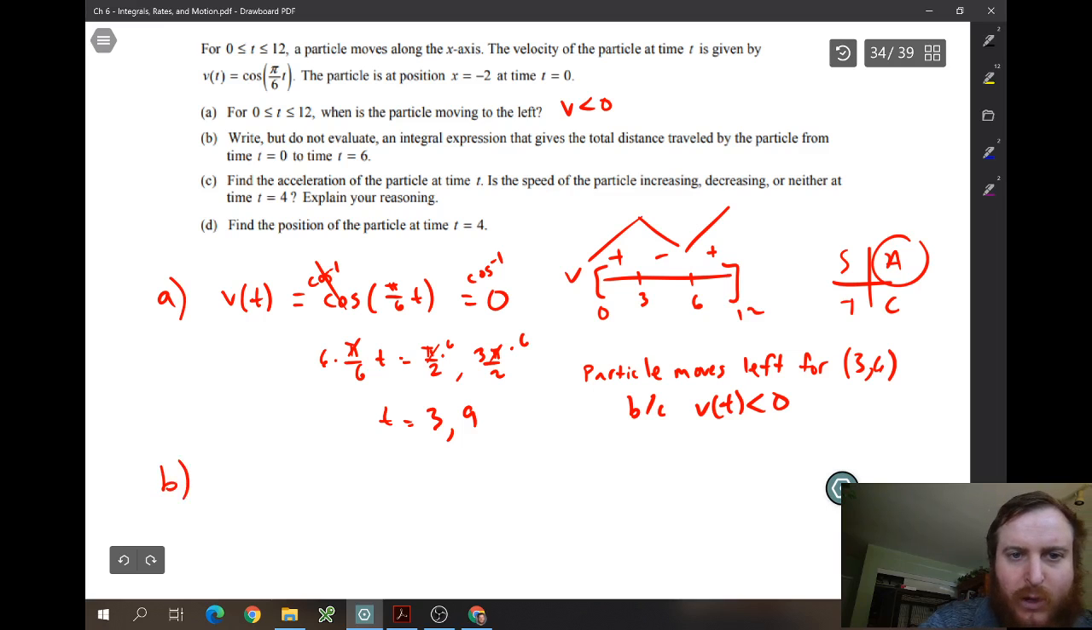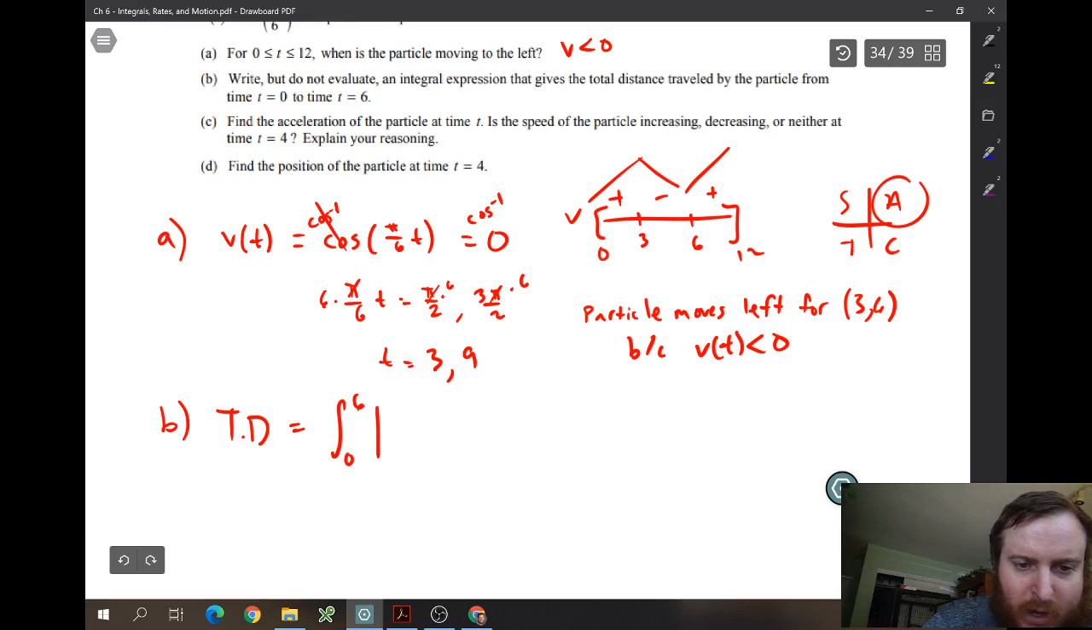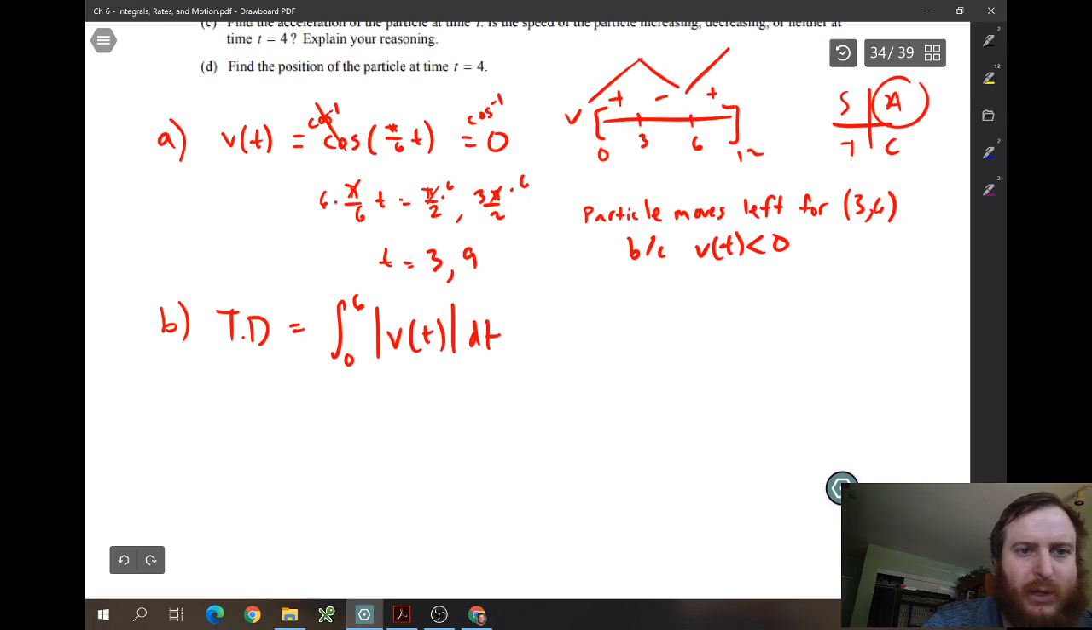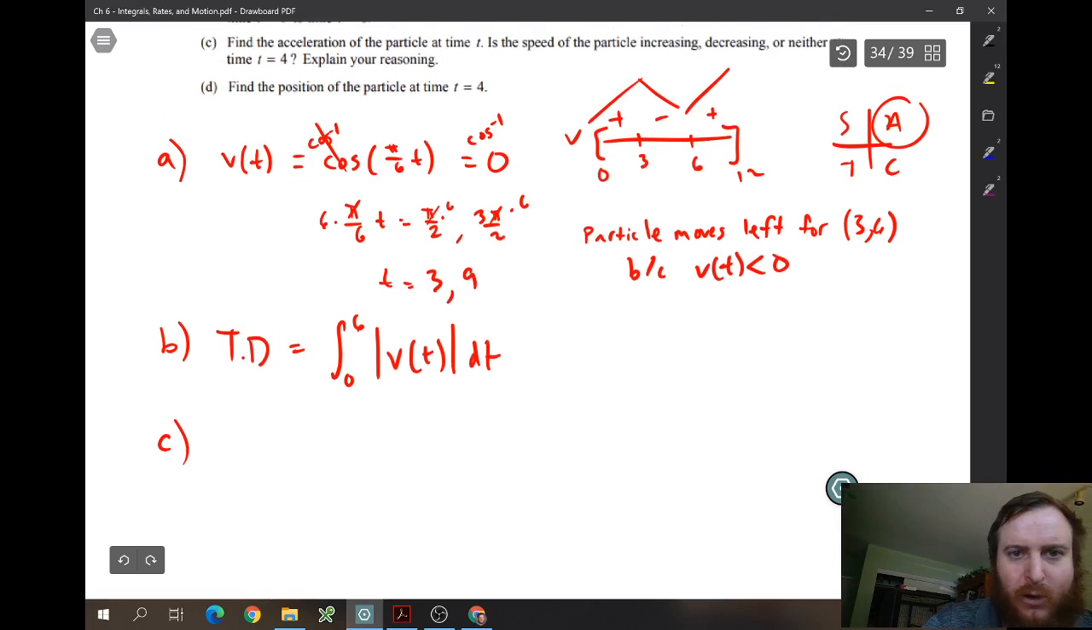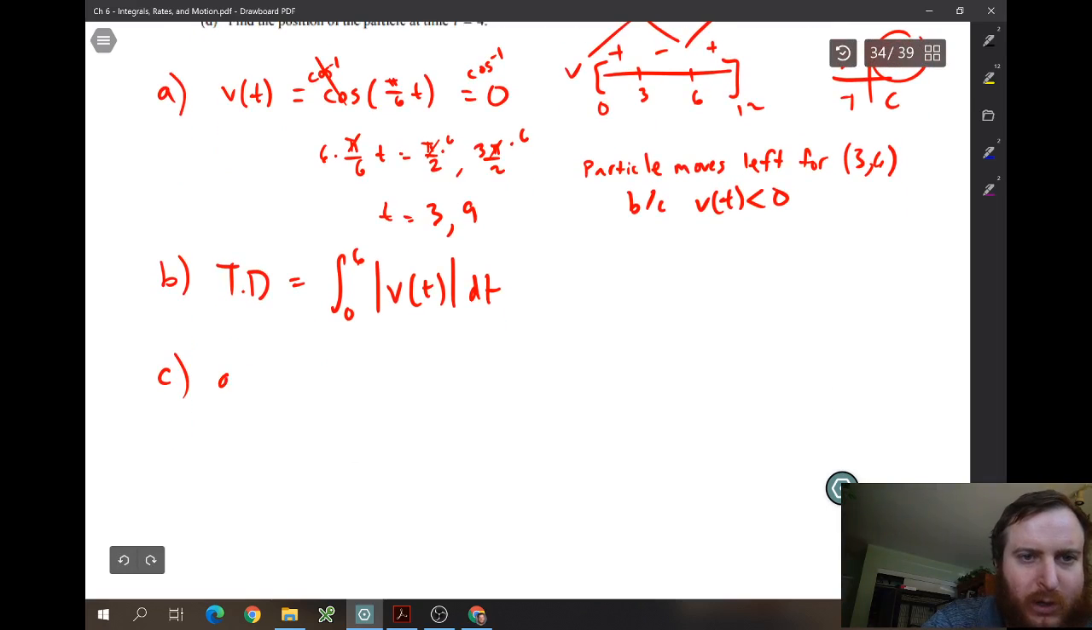Right, for b, write but don't evaluate an expression for the total distance. So we'll just say our total distance will equal the integral from 0 to 6 of the absolute value of v of t dt. C says find the acceleration of the particle, and is the speed increasing, decreasing, or neither at time 4. So the acceleration of the particle would be the derivative. The derivative of cosine is negative sine pi over 6t, and times chain rule pi over 6.